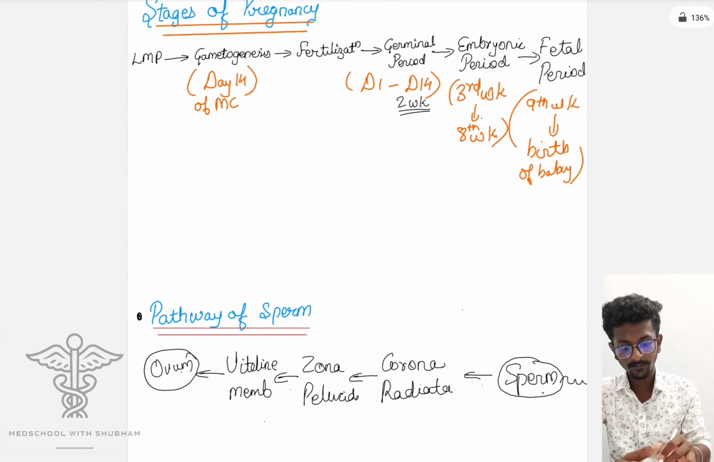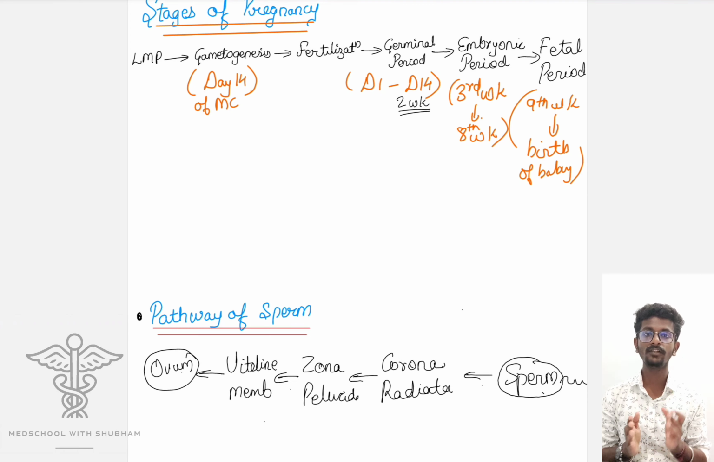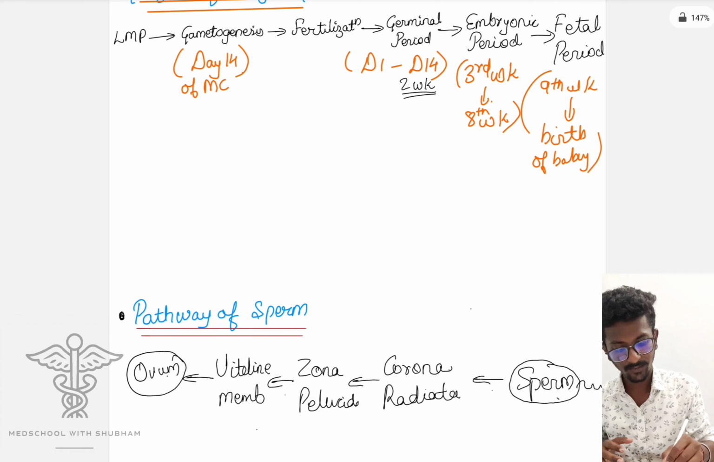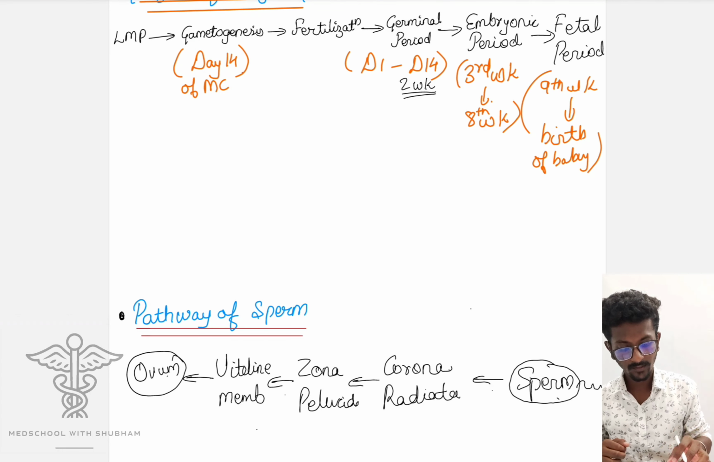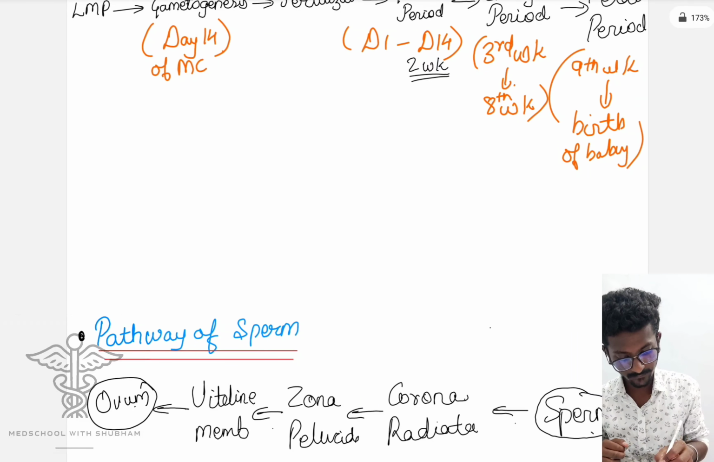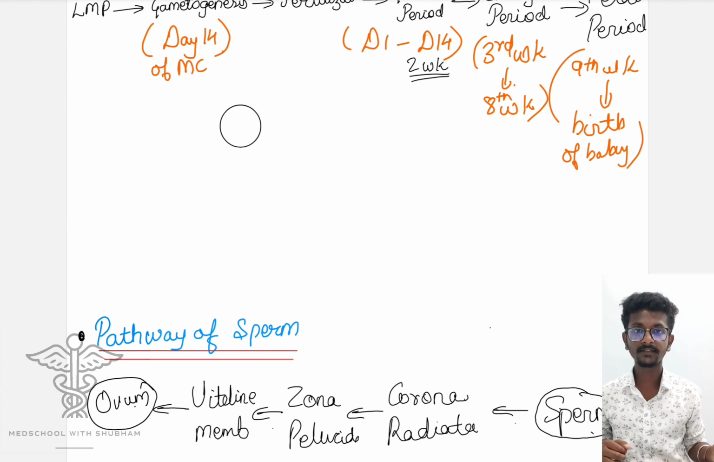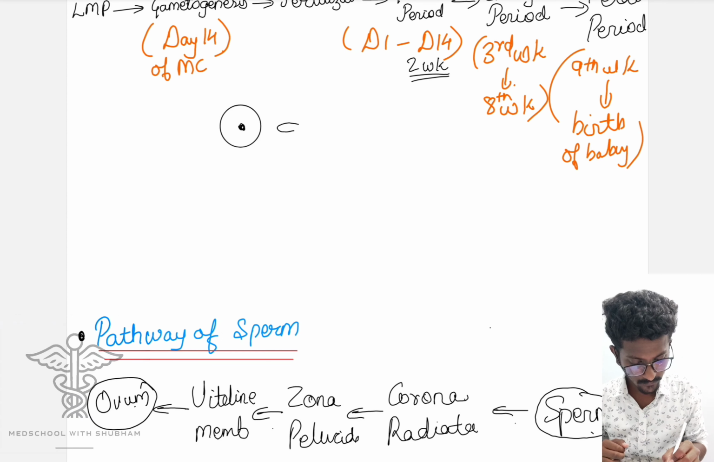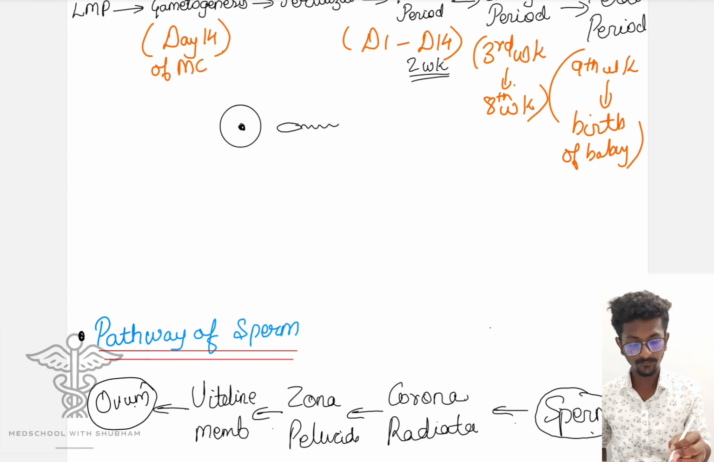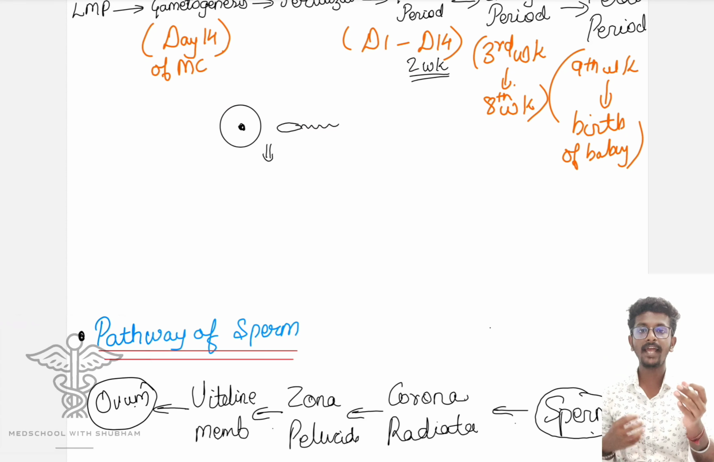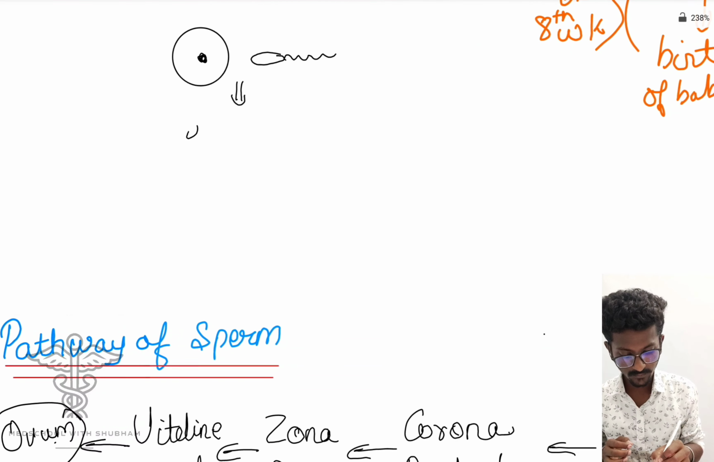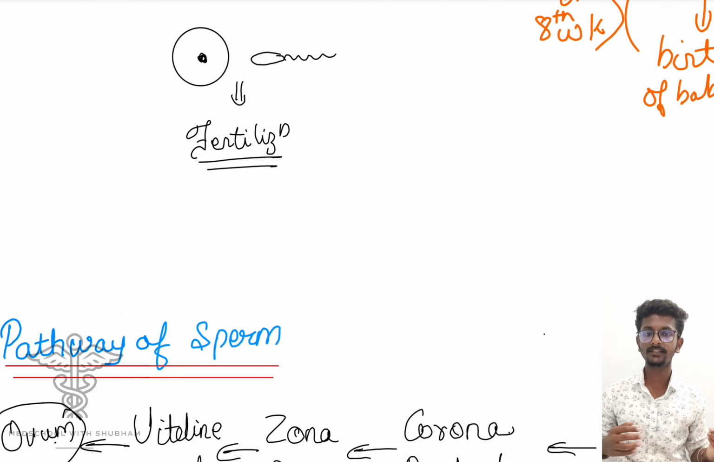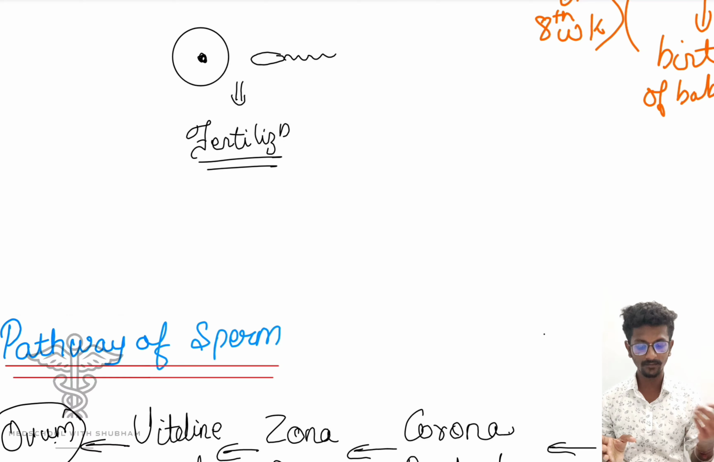So let's move forward. Now we will be starting with the actual first week of pregnancy, the first week of development. In this, let's first draw. This is the ovum, and this is the sperm. The fusion of sperm and ovum together is called fertilization. I hope you all know this. Fertilization is the fusion of sperm and the ovum.